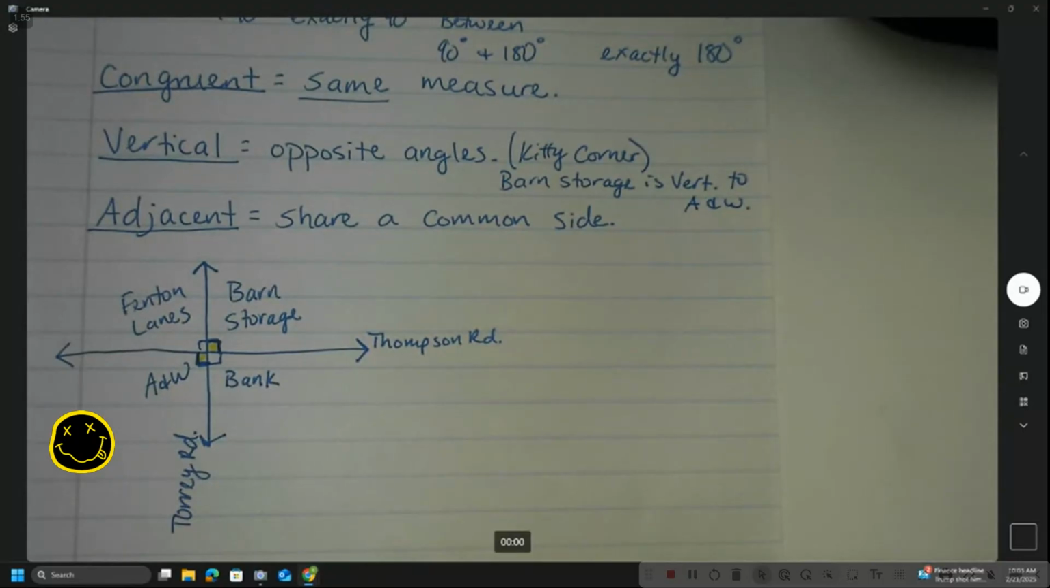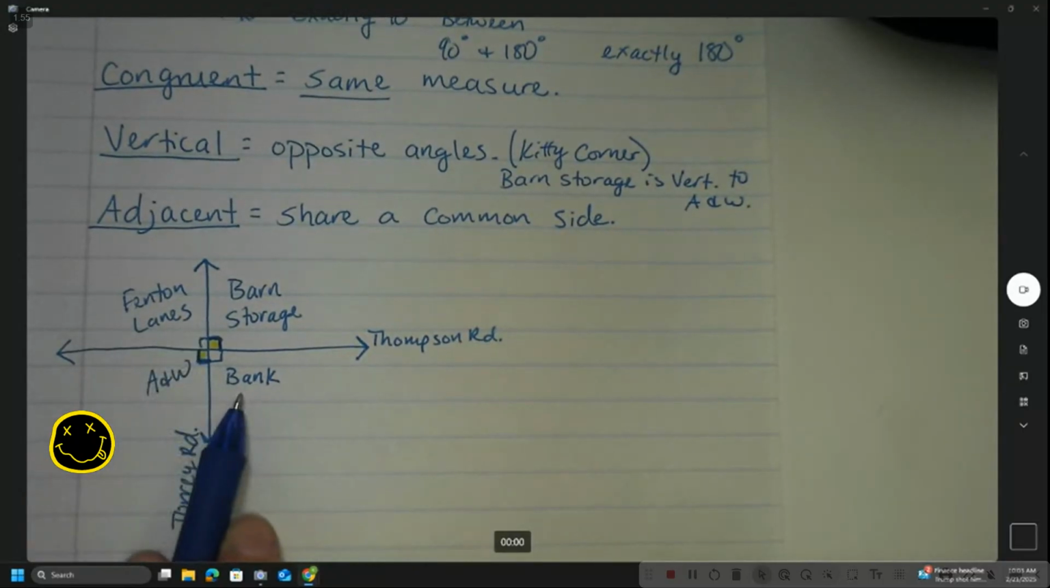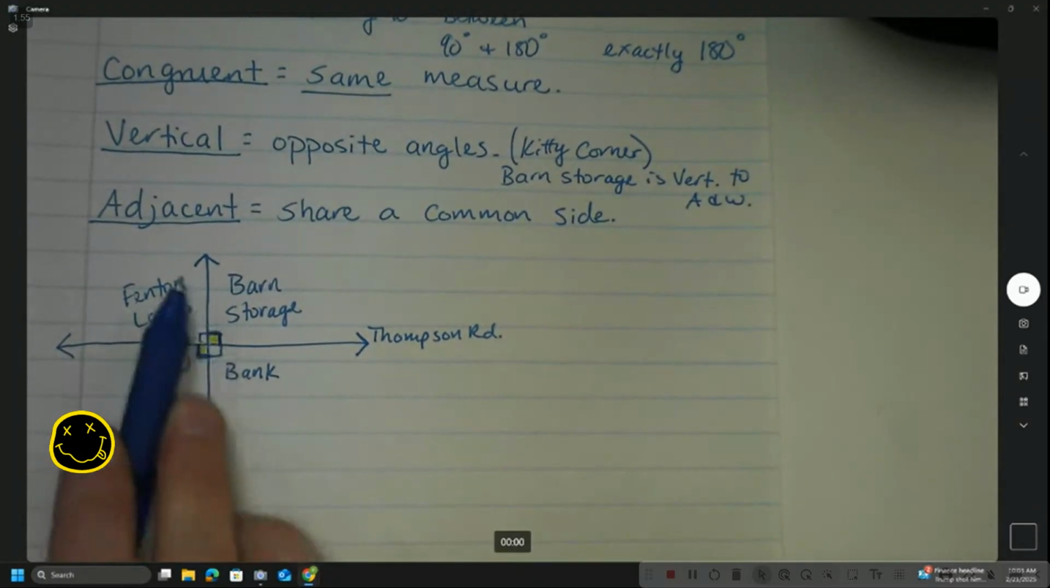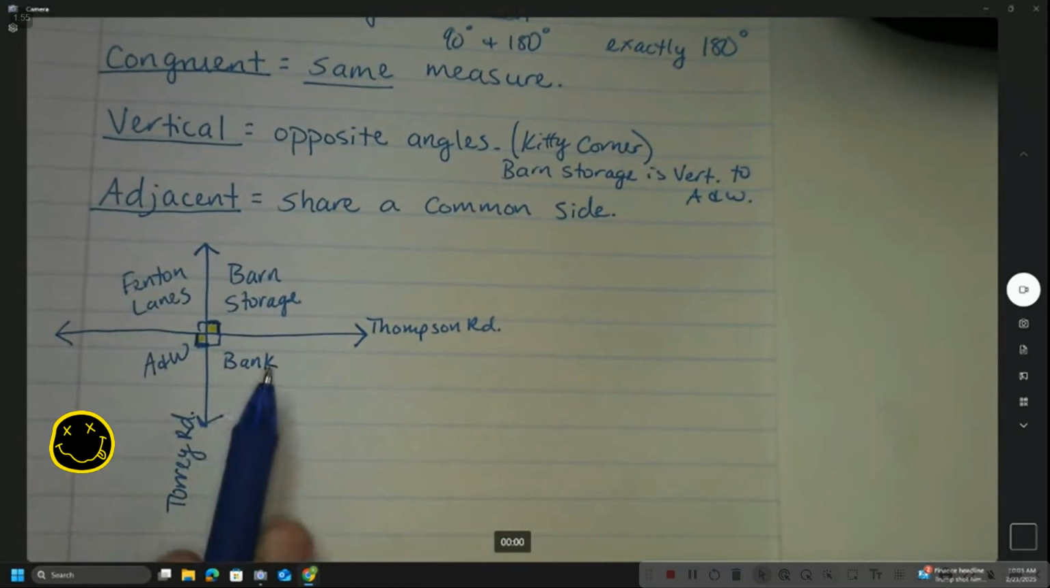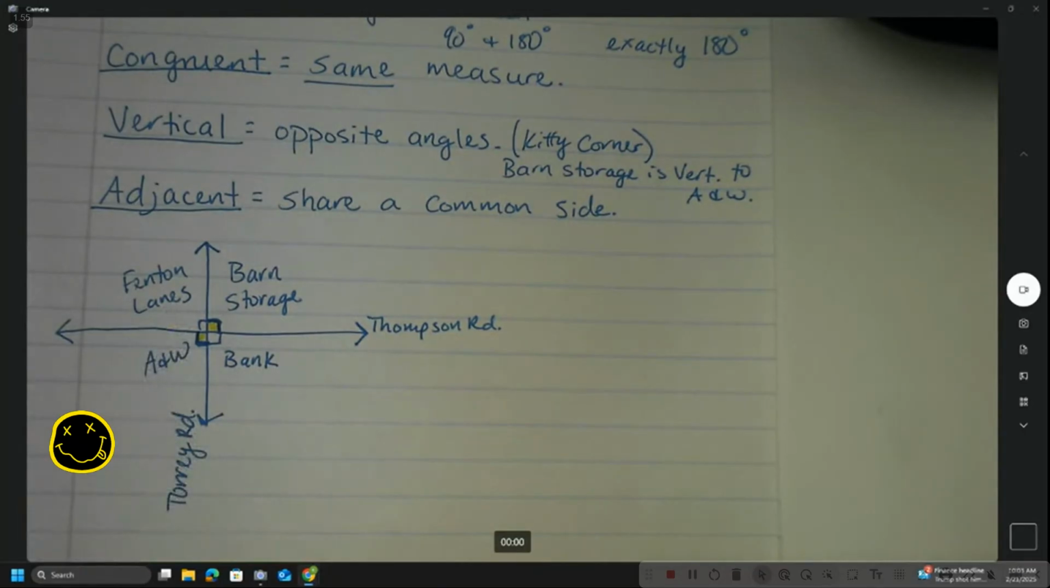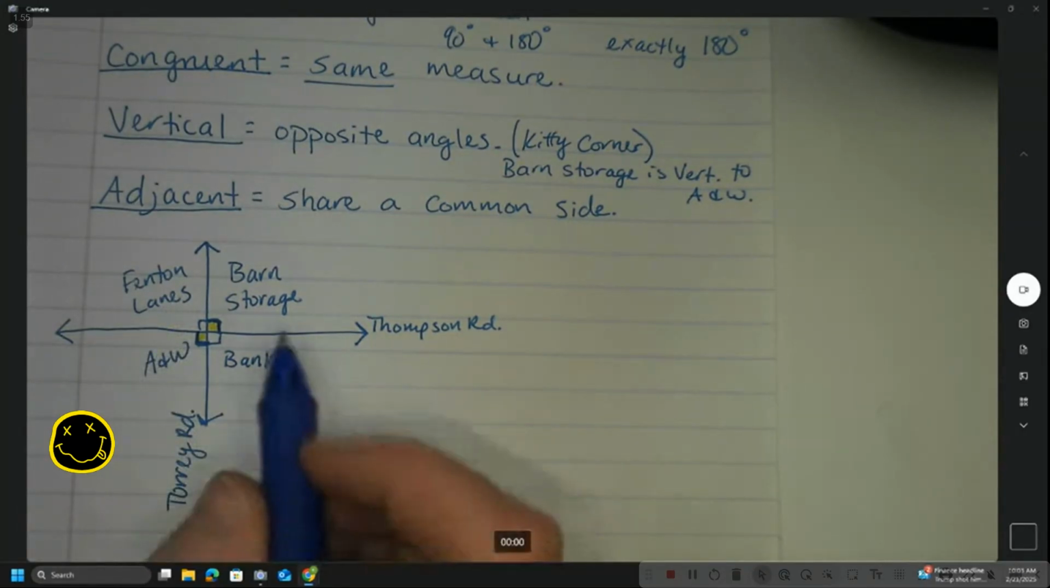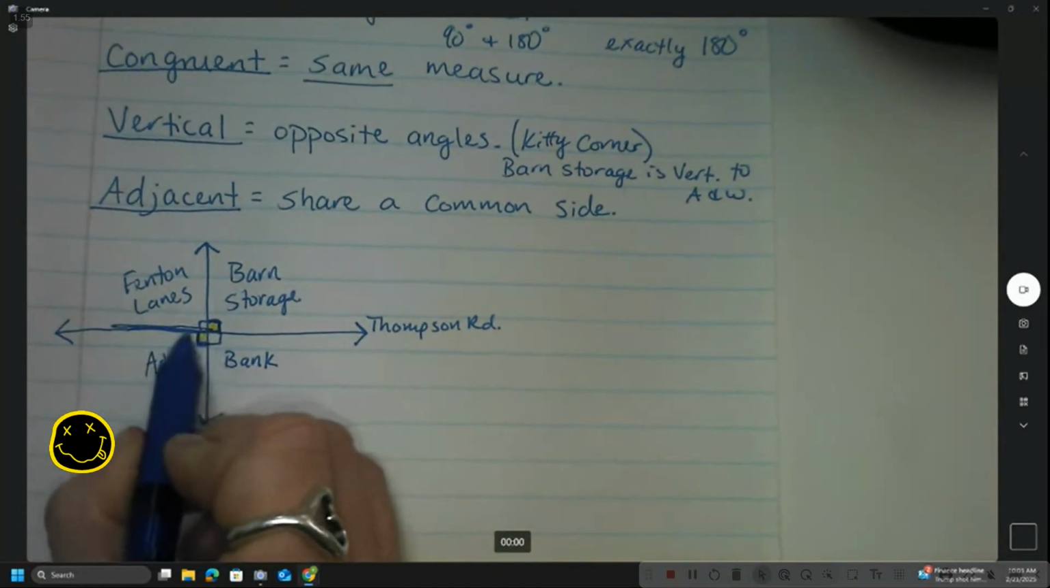You can also say Fenton Lanes is vertical to that abandoned bank. That's vertical of each other. They're opposite of each other. A and W is vertical to barn storage. That abandoned bank is vertical to Fenton Lanes. Okay, adjacent. They share a common side. So right here, a common side.